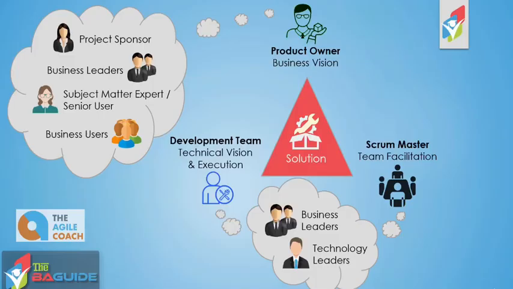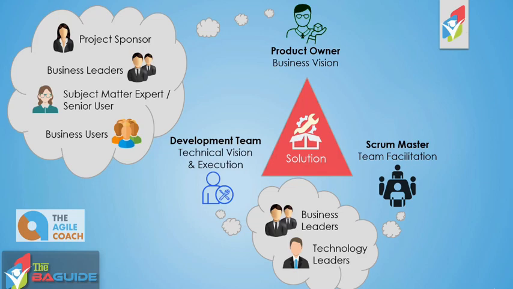Throughout this section, you learned about those other 5 Agile roles that are really helping to shape that solution and helping that Agile team move forward and build a quality product that provides a ton of value for that organization. The 5 roles we talked about were the project sponsor, the business leaders, the subject matter expert or senior user, the business users, as well as the technology leaders. So those are those 5 roles.